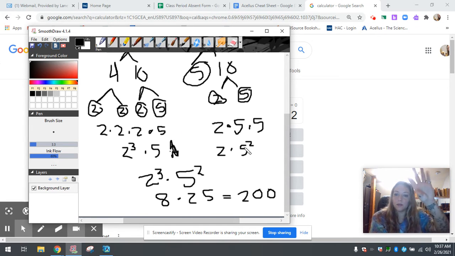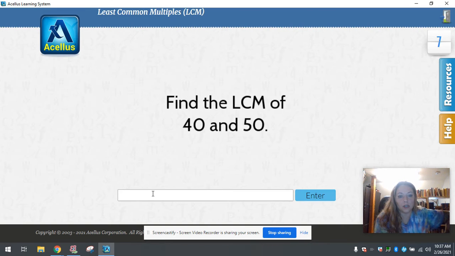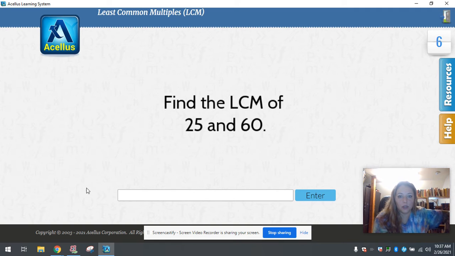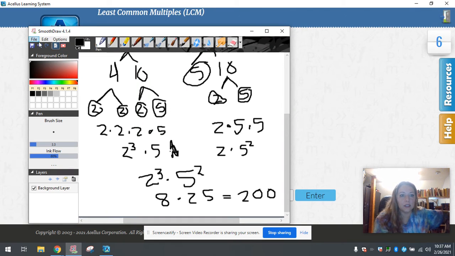It's when you hit the same number that you stop if you're doing it the list way, but the factor tree way is just more efficient. So I got 200 for that one. And I'm going to do 25 and 60.